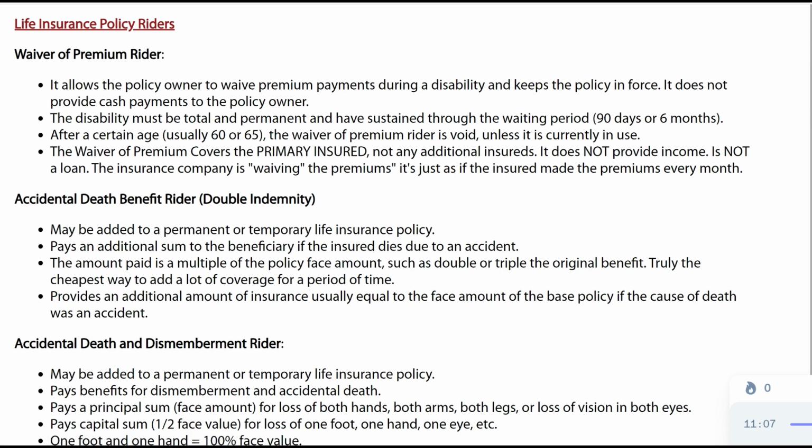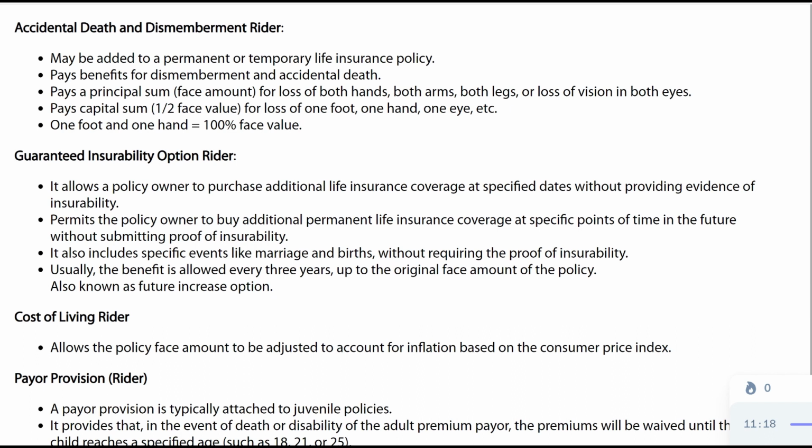Provides an additional amount of insurance, usually equal to the face amount of the base policy if the cause of death was an accident. Accidental death and dismemberment rider may be added to a permanent or temporary life insurance policy. Pays benefits for dismemberment and accidental death. Pays a principal sum, face amount, for loss of both hands, both arms, both legs, or loss of vision in both eyes. Pays capital sum, 1/2 face value, for loss of 1 foot, 1 hand, 1 eye, etc. 1 foot and 1 hand, 100% face value.